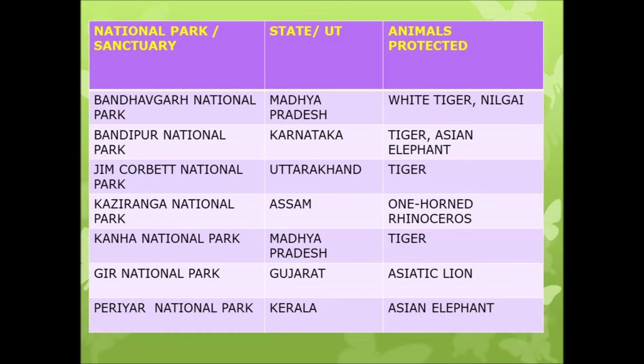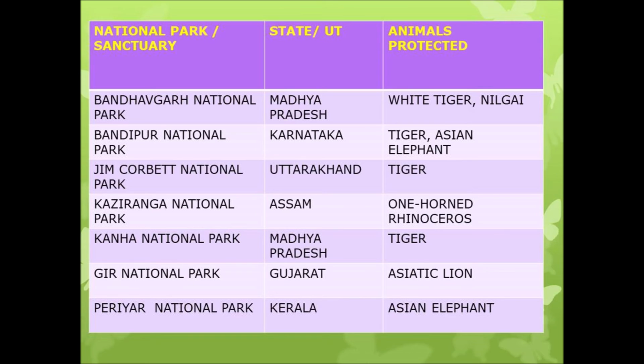Next one, Bandipur National Park, Karnataka. It is located in Karnataka, and the animals protected there are tiger and Asian elephant. Third one, Jim Corbett National Park, which is located in Uttarakhand, and tiger is protected in that national park. Fourth one, Kaziranga National Park, located in Assam. One-horned rhinoceros is protected here.